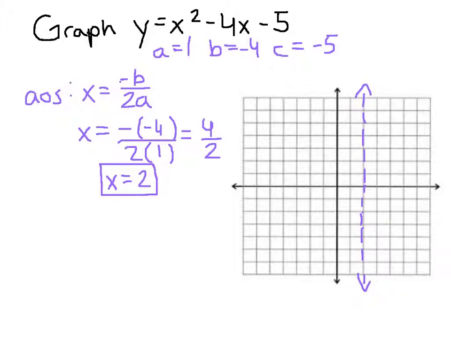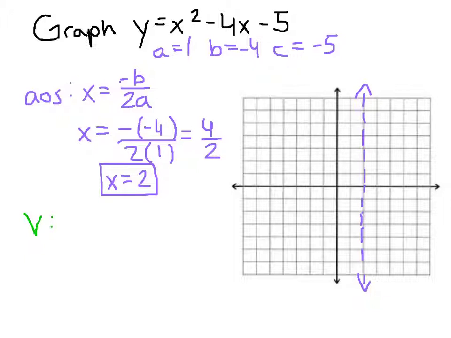So the next thing that we found was the vertex. I've seen a lot of people label it as V. Go for it. I think it's a really good idea. It's a great way to organize your work. Now, how you find the vertex is you have to take this axis of symmetry, this 2, and plug it in for your x in your original equation that you're graphing.